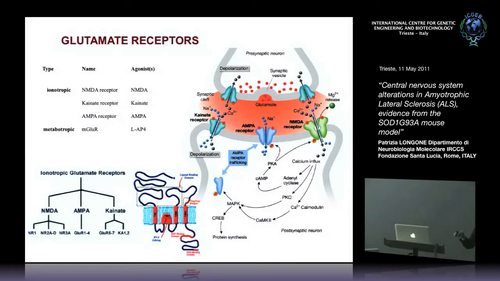Okay, the NMDA receptor is formed of three different subunits, NR1, 2, and 3. NR2 is present in four different isoforms, A, B, C, D. NR3 in two isoforms, A and B. The AMPA receptor has four subunits named GluR1, 2, 3, 4 or A, B, C, D, depending on the side of the Atlantic where you are. In Europe it is A, B, C, D, because Seeburg cloned them in Germany.